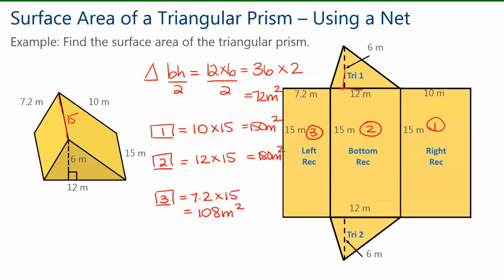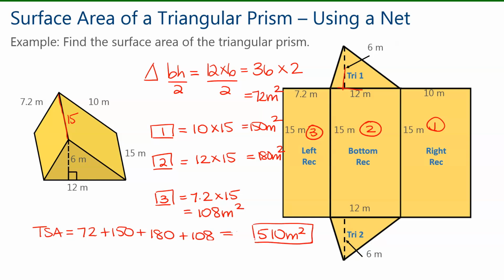So then to find a total surface area of that triangular prism, I have to add all my sides together. So the total surface area is 72 plus 150 plus 180 plus 108. So the total surface area is 510 meters squared. So that's the total surface area of our triangular prism. You have to remember to write in your units squared in your final answer.